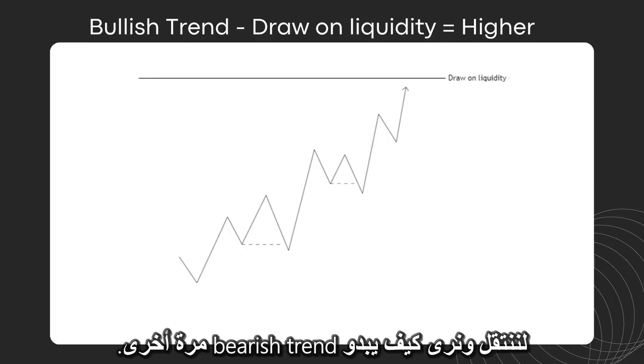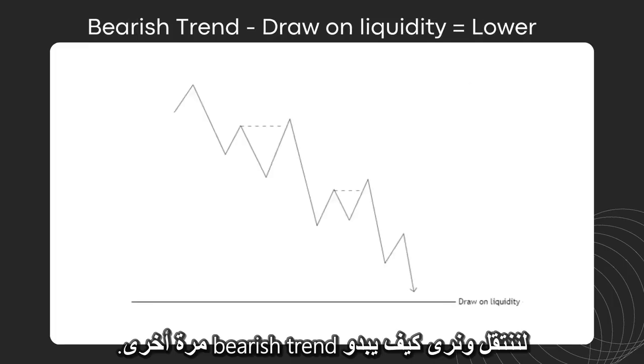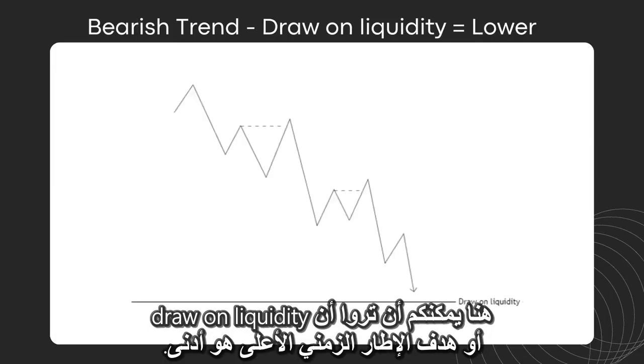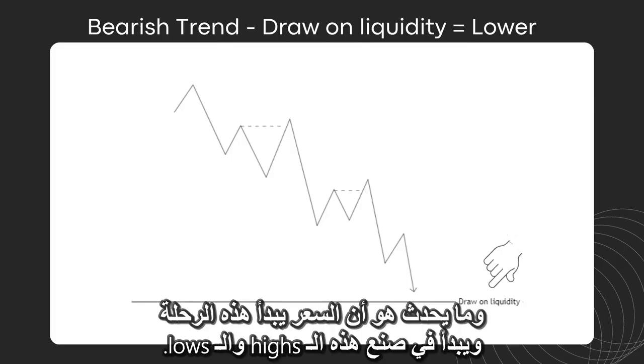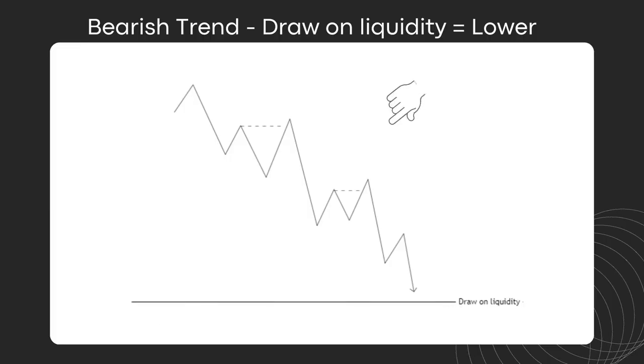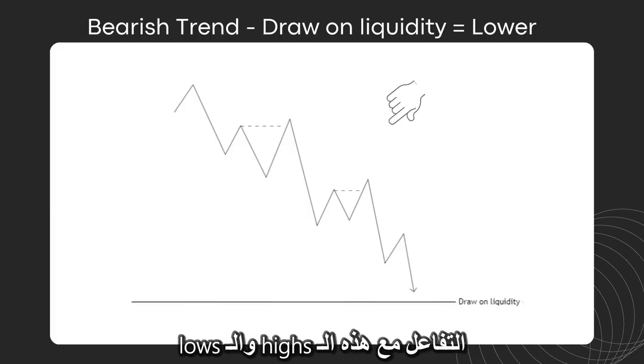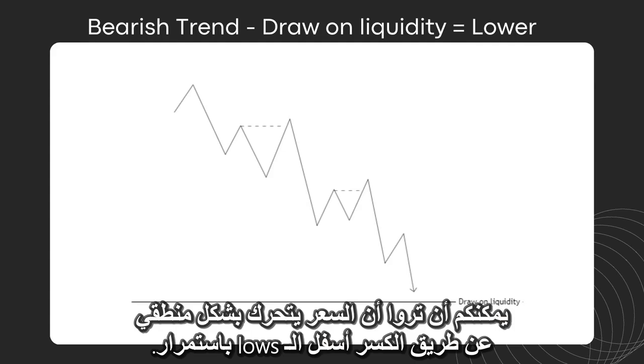Now let's move on and see how a bearish trend looks. Again, right here, you can see that the drawn liquidity or the higher time frame objective is lower, right? And what happens is that price starts this journey and starts making these highs and lows. But the reaction to these highs and lows isn't typical, right? You can see that price is moving logically by breaking below lows consistently.